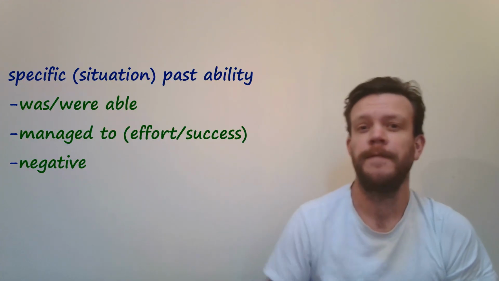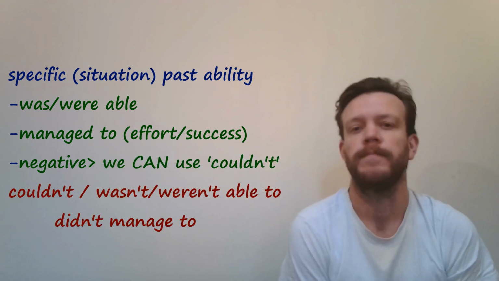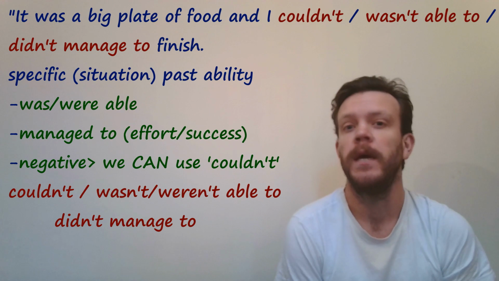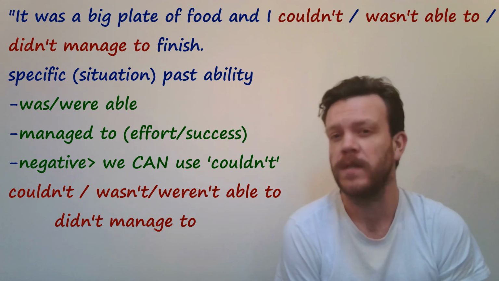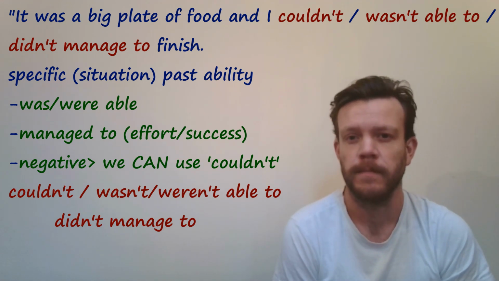And finally, if it's a negative specific ability in the past, here we can use couldn't. So, it was a big plate of food and I couldn't finish. I wasn't able to finish. I didn't manage to finish. All mean the same thing. So that's the explanation over.